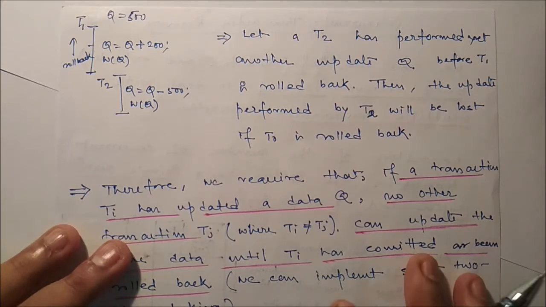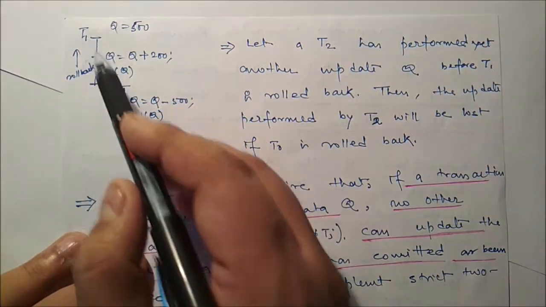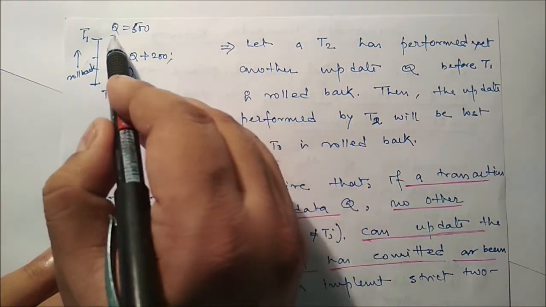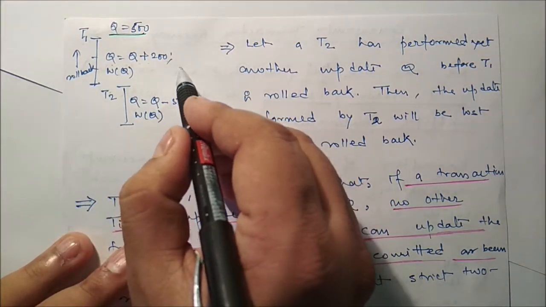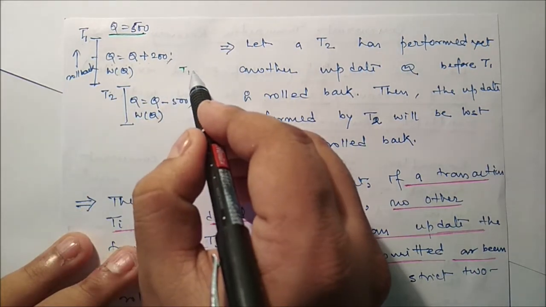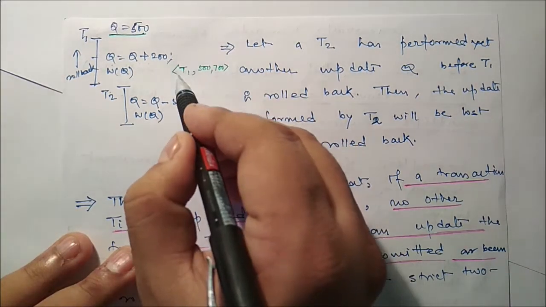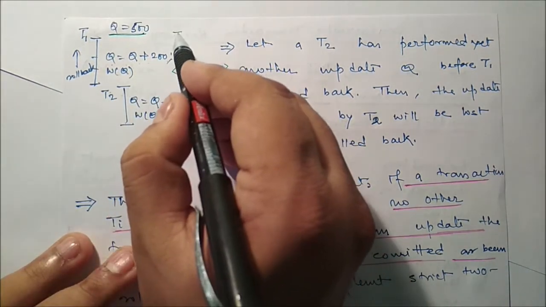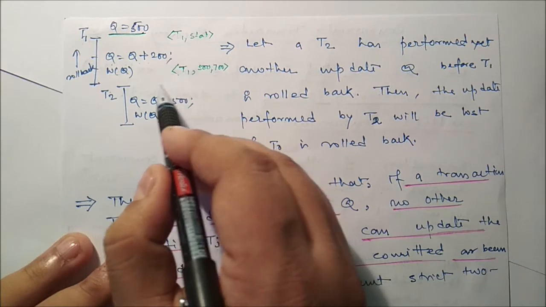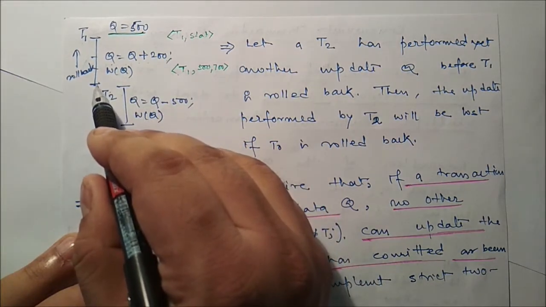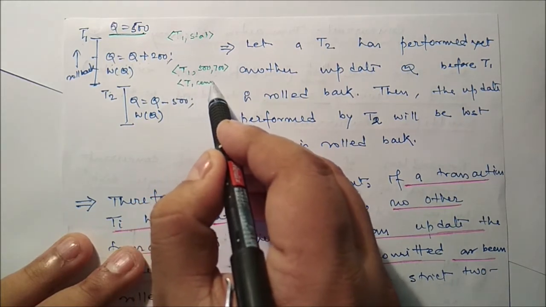Now in a concurrent transaction scenario, there is one condition. Suppose two transactions are there, T1 and T2. Here the value of Q is, say, 500, and Q is equal to Q plus 200 and W(Q). Initially it was 500, now it is 700. This is our T1 start, and after that it executes the last instruction and enters the partial commit state.